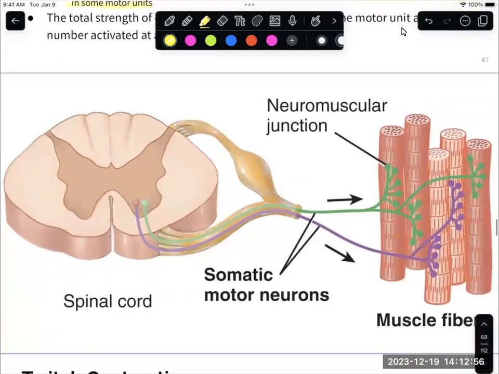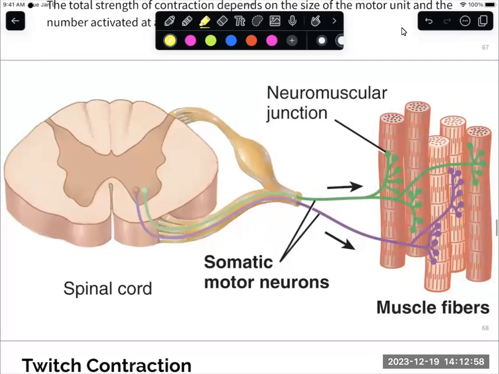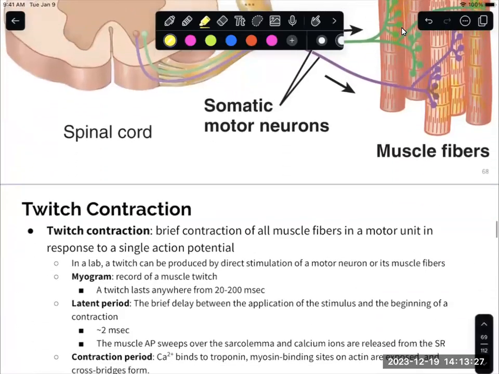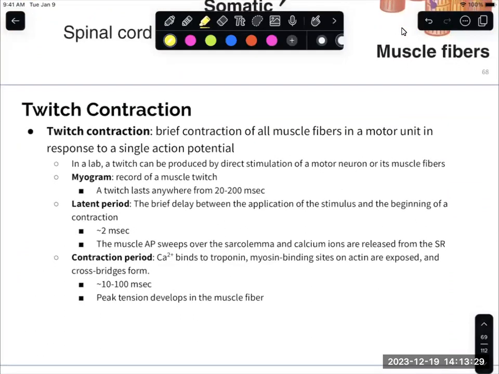So this is the picture I was looking for earlier. We have these two neurons that are coming out, and you can see in the green which muscle fibers that green is attached to. And then the purple, you can see which fibers the purple is attached to. The two muscle cells this purple is attached to is one motor unit. The three muscle fibers this green is attached to is a different motor unit. So a twitch contraction. We're going to put all of these together here shortly.